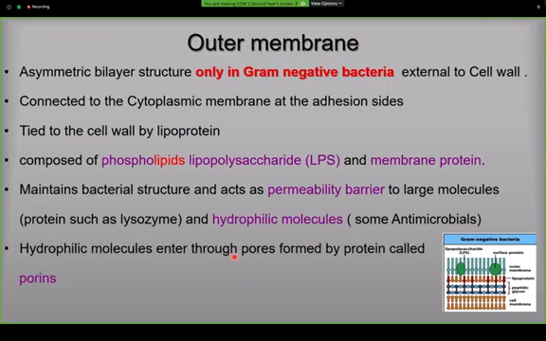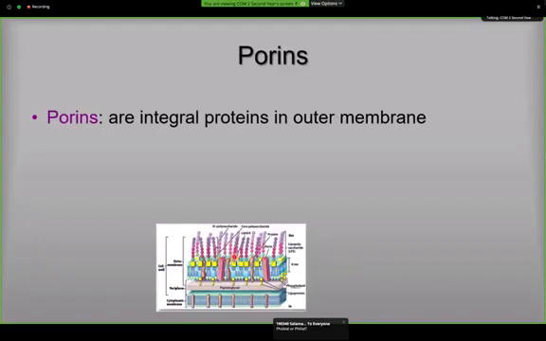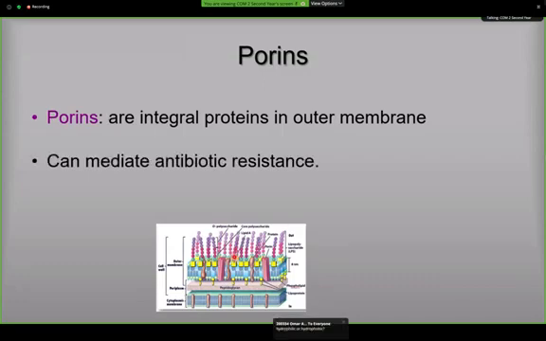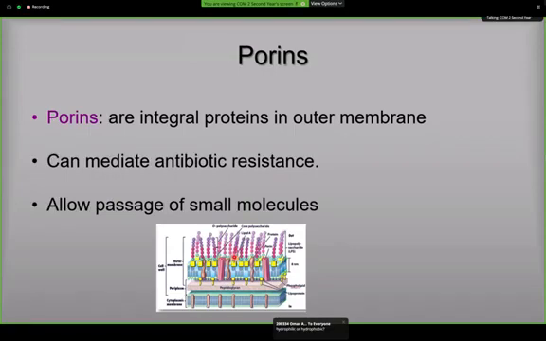The hydrophobic molecules and the larger molecules can actually pass through certain proteins. We call them what? We call them porins. So if you wanted to define what porins are, they are proteins integrated in the outer membrane. Their function is to mediate antibiotic resistance and to control or allow the passage of the small molecules to the internal cells. All right, so we kind of come to the end of the cell wall, or cell envelope.